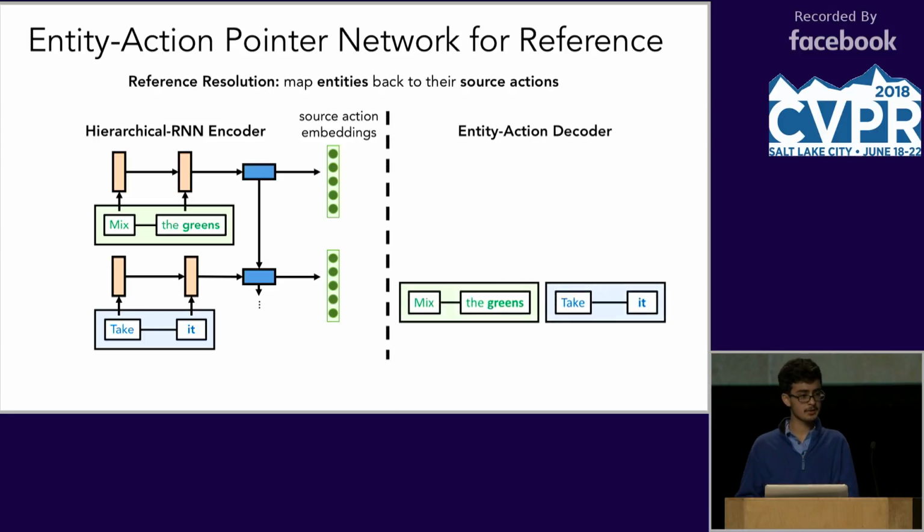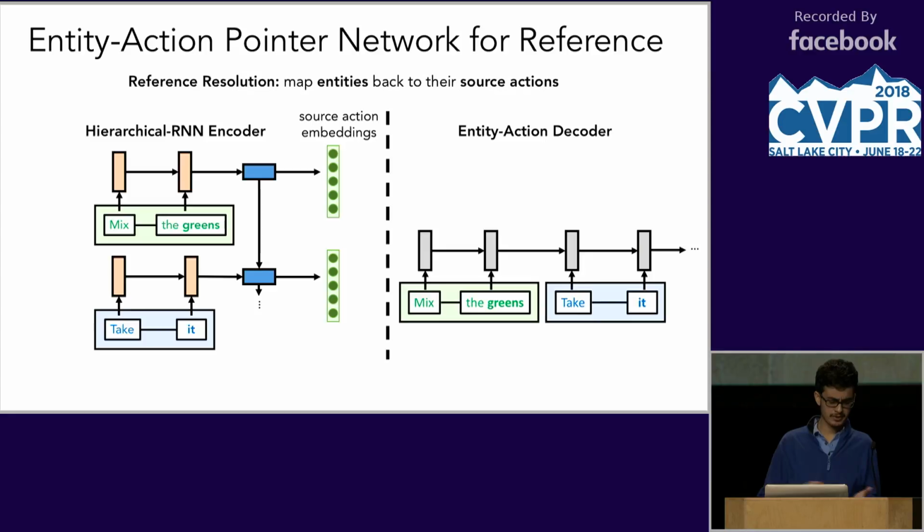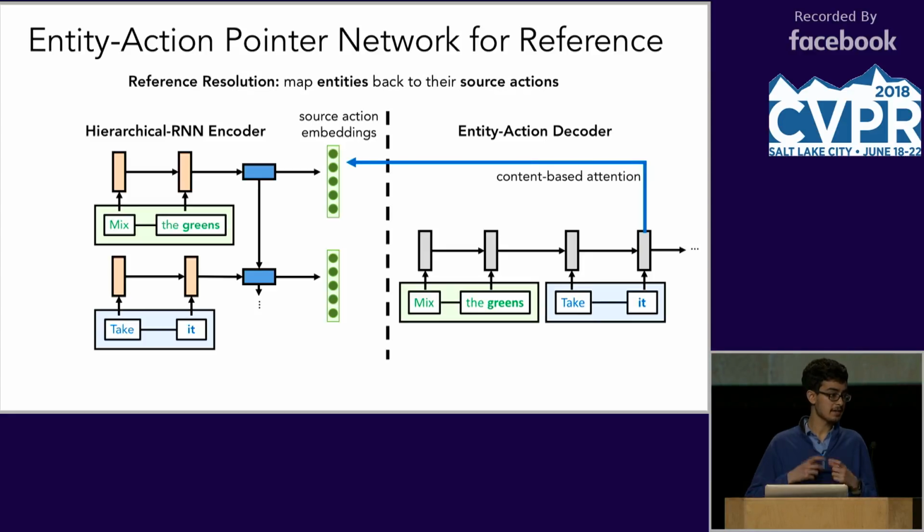During our decoding step, we encode a flattened version of the instructions. And at each entity time step, we perform a content-based attention mechanism to perform a pointing operation linking an entity such as it back to its source action. And note that some entities don't actually have source actions, so we consider those to be background and map those accordingly.